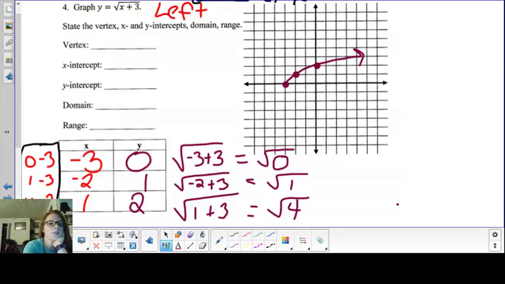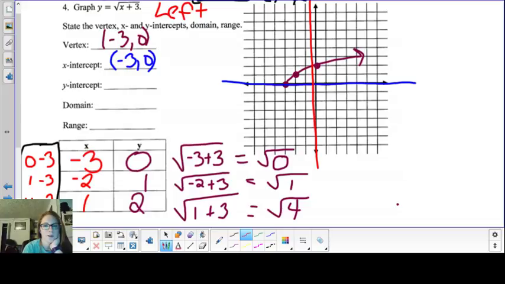Okay, so my vertex is at negative 3, 0. Where do I hit on my x-intercept? Well, that's also at negative 3, 0. Where do I hit on the y-intercept? Well, that is at... I missed a spot again. Back up for a second. This is at 1, 2.